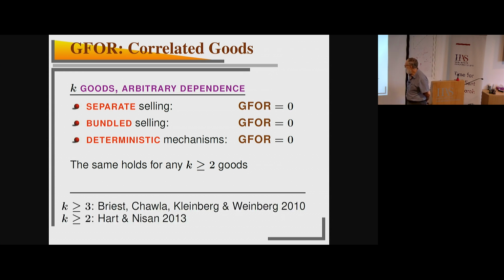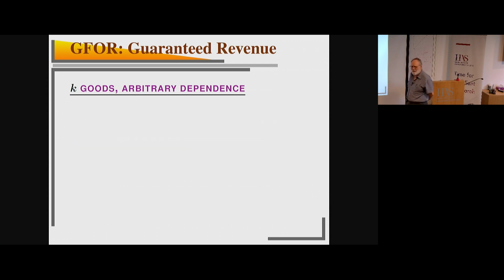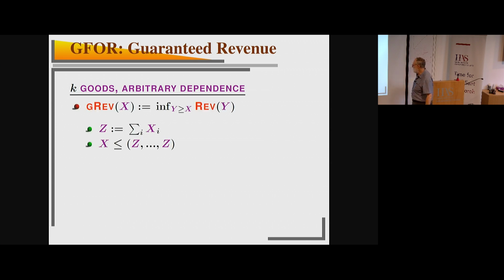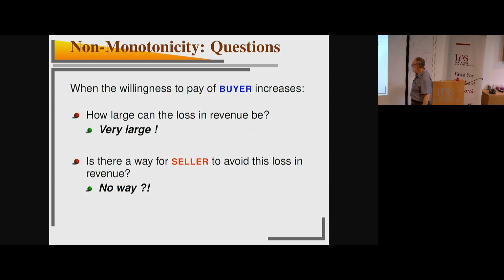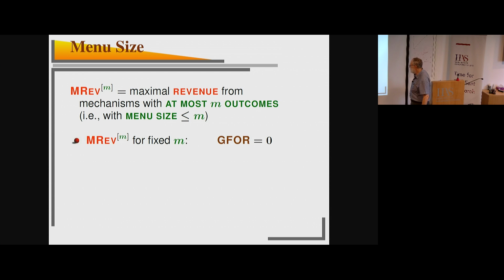Now I'm telling you, you know what? Not bundling, not separate, not deterministic, but I give you just 100 options. They can include lotteries, I don't care, some cleverly chosen 100 options. How much can you get? The answer is still 0.